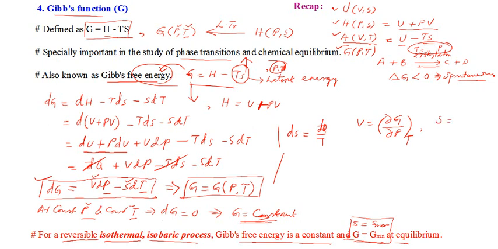Entropy S is equal to what? Minus S is equal to minus ∂G with respect to ∂T, keeping what constant? Keeping the other variable constant, which is what? The pressure constant. And so these are the two equations.